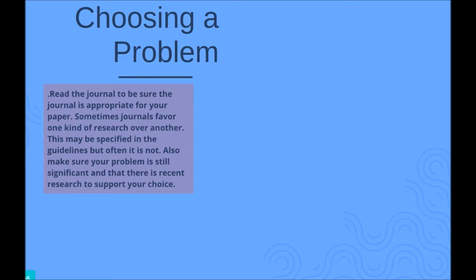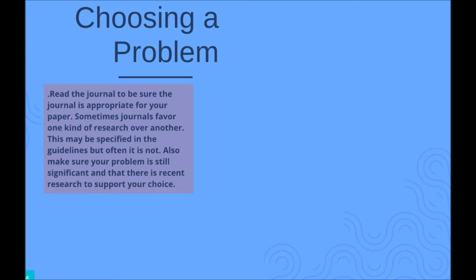So you may want to start by choosing a problem that you want to work on. Sometimes you've already chosen a problem, or your advisor may have chosen the problem that you want to work on. But basically, you want to look at something that you think is going to be publishable. How do you know it's publishable? Well, choose a journal, and read it to make sure that journal is appropriate for your paper.